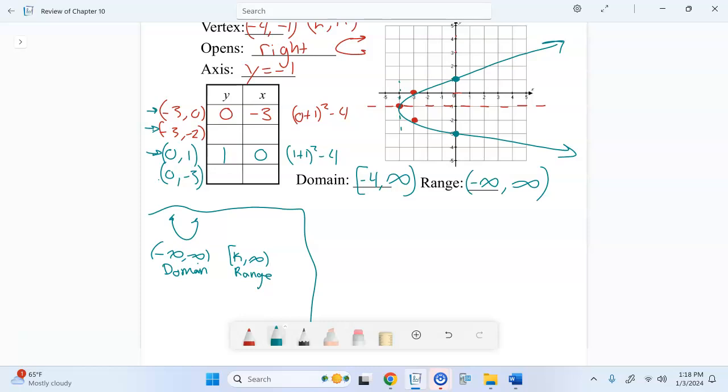And so since we're turning it on its side, my domain's not all real numbers anymore because it starts right here. It doesn't go any further left. So we have to have that bracket on that starting point and go to infinity. If we flip it around the other way, that's going to go from negative infinity to whatever that h value is, so that pattern is switching.